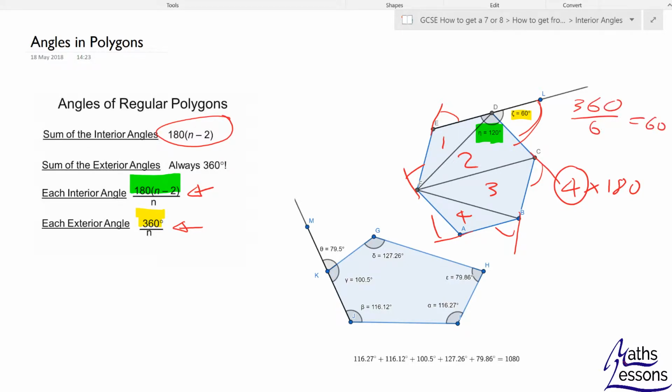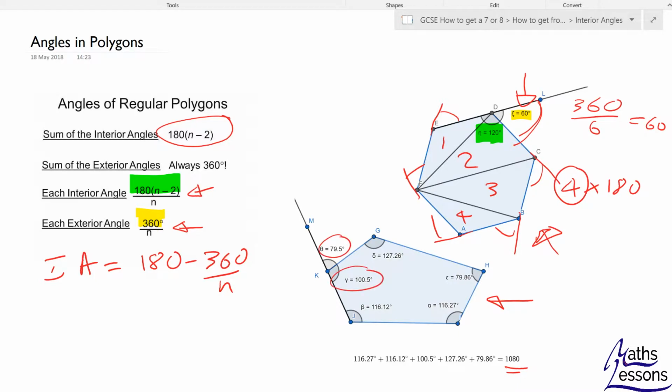I often think it's easier to work out the exterior angle first and then take it away from 180 to get the interior angle, which is 180 minus 360 over n. Now this is an irregular polygon. Its interior angle sum will be exactly the same as the regular polygon. No matter how we move these points or what these angles become, they always add up to the same total. But each exterior angle will depend on the relevant interior angle in those questions.